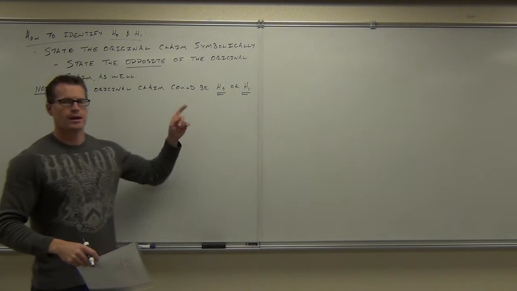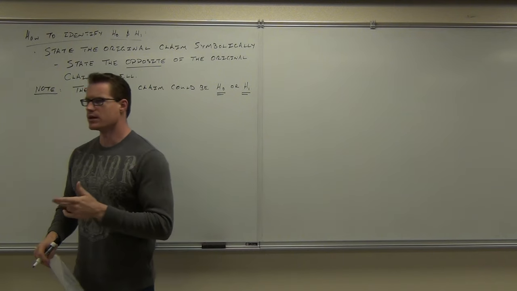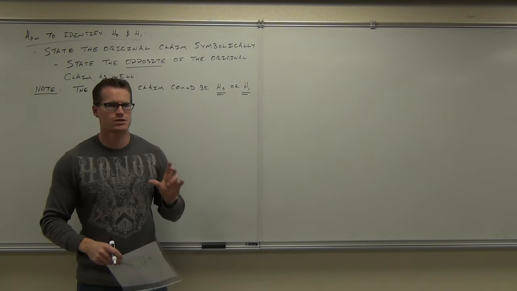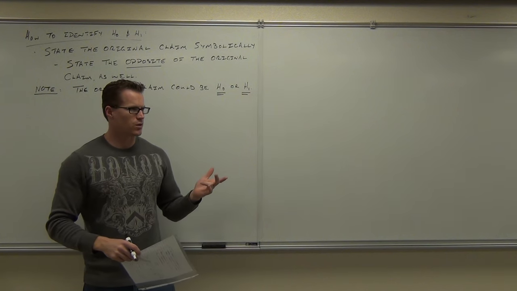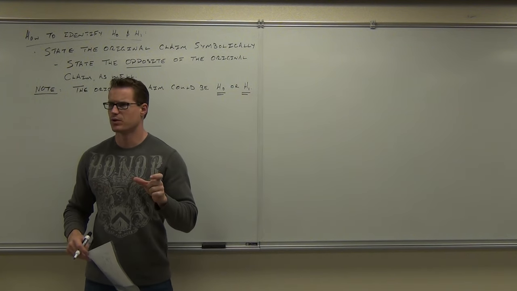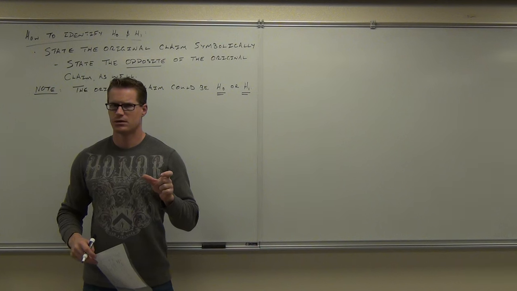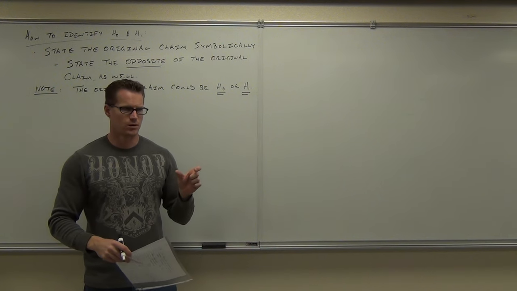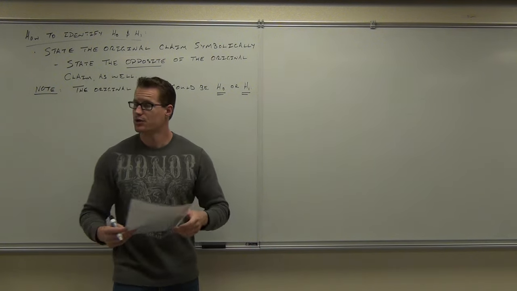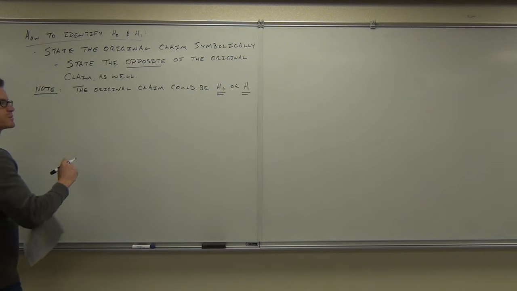How do you tell? It depends on where the equality is. We learned last time that H-sub-0, which one has the equality? The equal sign, H-sub-0, H-sub-1. H-sub-0 always has the equality. So it depends on where the equality is, which one is going to be H-sub-0.